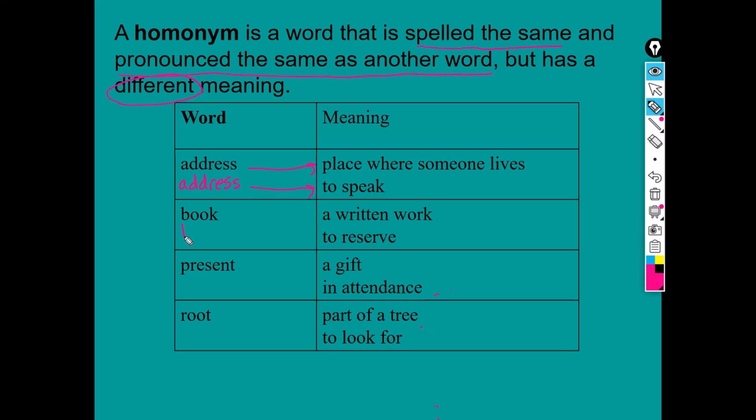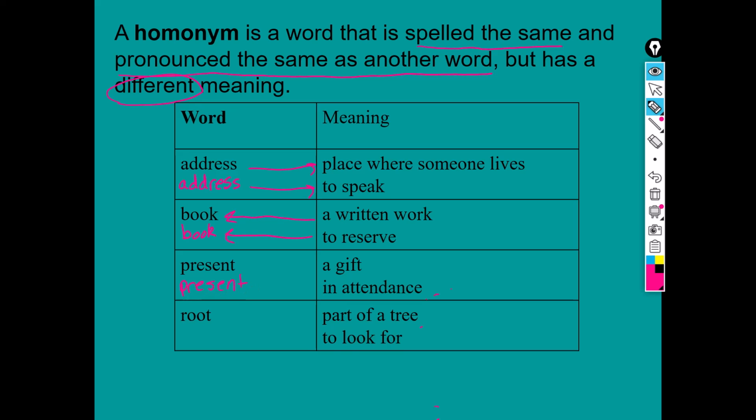How about this one? Book. A written work, like something you read, or book to reserve. Hey, did you book a room? Are you following me on this one? How about present and present? I wonder if you guys are getting this.